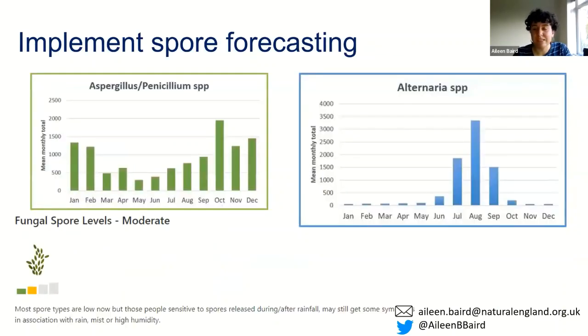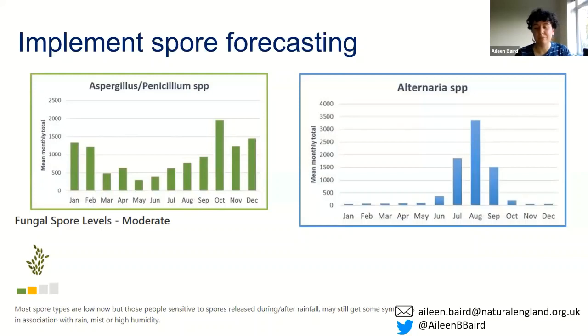So the next thing we advocate for is spore forecasting. This is in the context of what I was saying about human health and the risks that you can get from high spore levels. Something that I imagine everyone is familiar with is your weather forecast, especially in spring and summer when pollen levels are high, that's normally something that's on the weather forecast. It's easily accessible. And so we advocate for adding a spore forecast to this too.